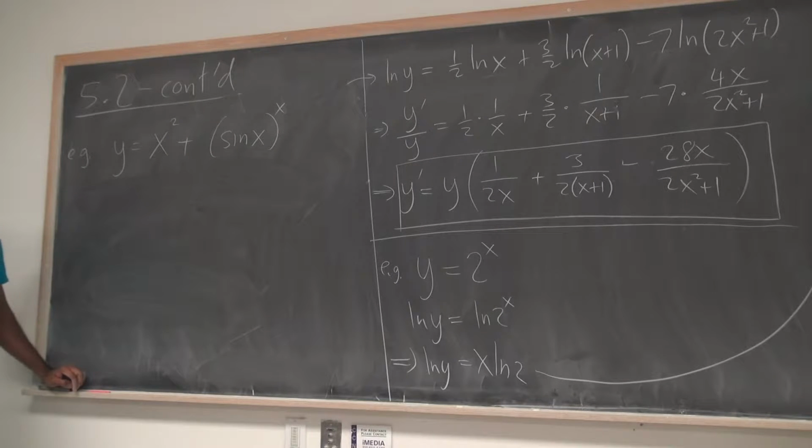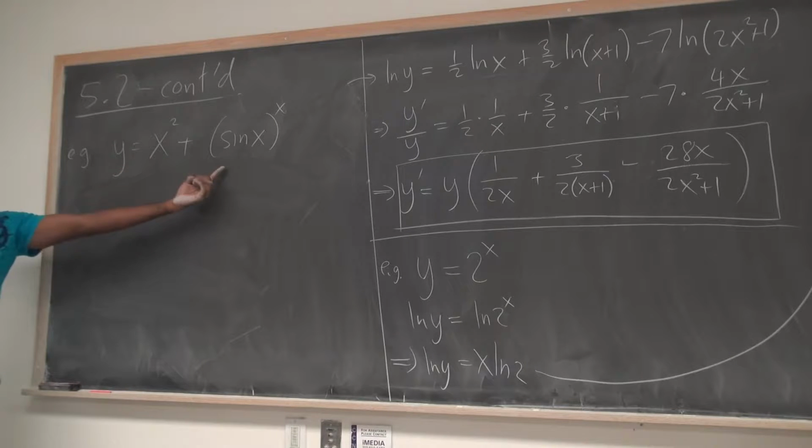Take the derivative of both sides. How do you take the derivative of both sides? Well then, you can have sine x to the x as a different function, do that separately and then put that back in.